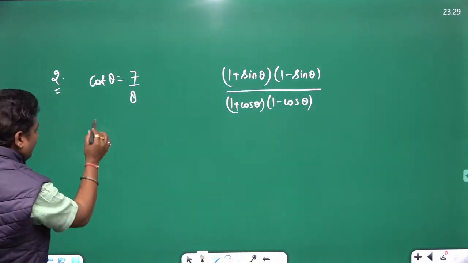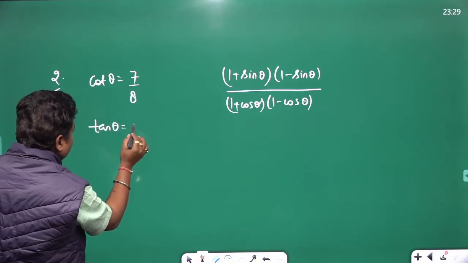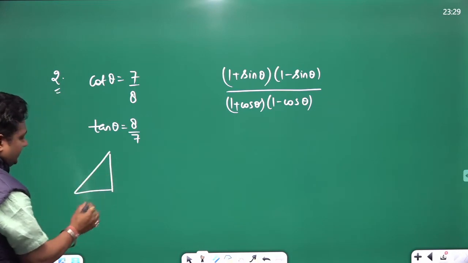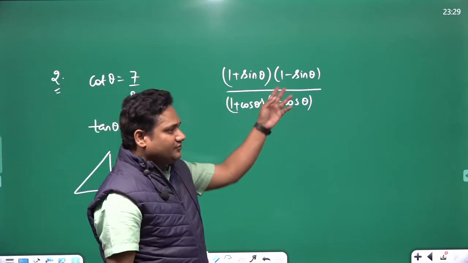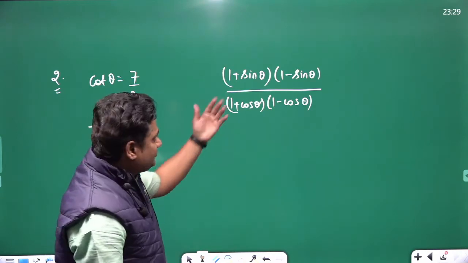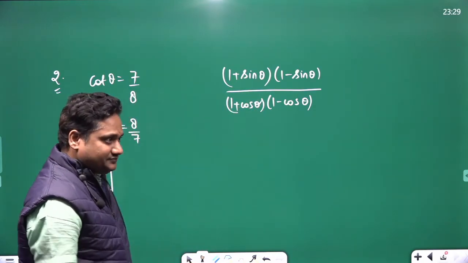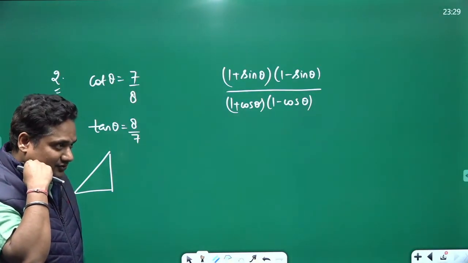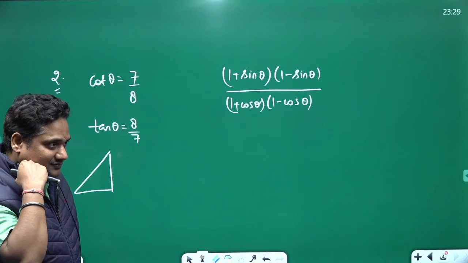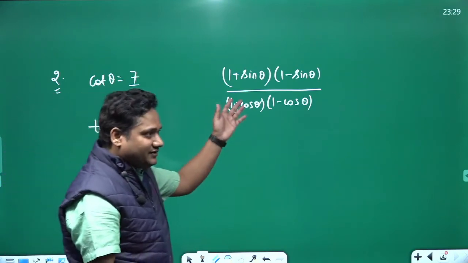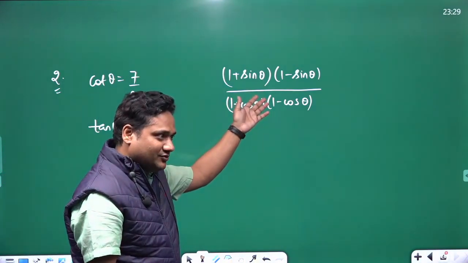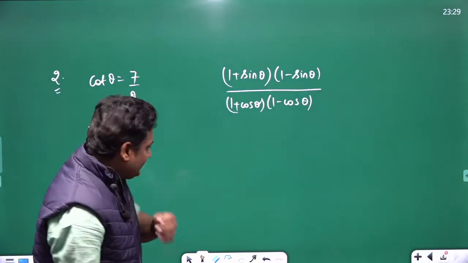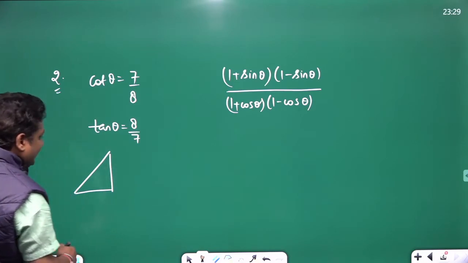If cot theta is 7 by 8, that means obviously tan theta is equal to 8 by 7, right? If we make a triangle, in this question the concept is that we need to find the value of sine theta and cos theta and just put those values and get the result, correct? We need to find the value of sine theta and cos theta and put those values in that particular question. Correct, right? So how will we find the value of sine theta and cos theta?